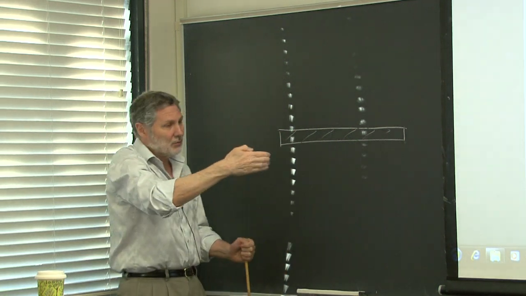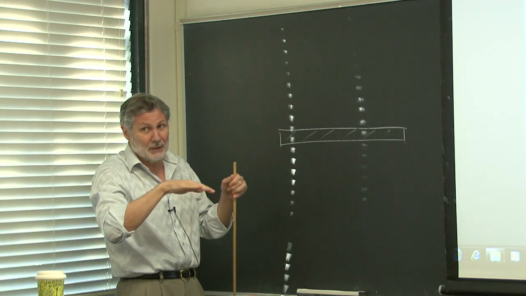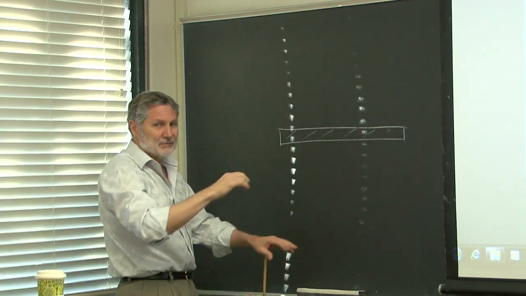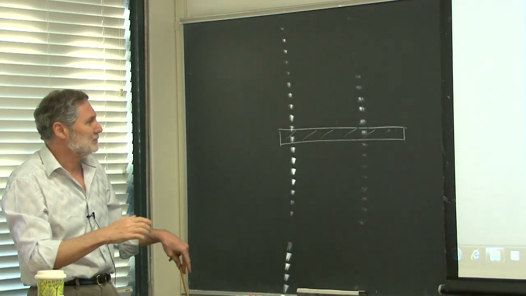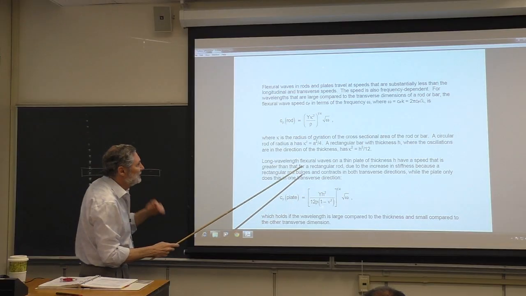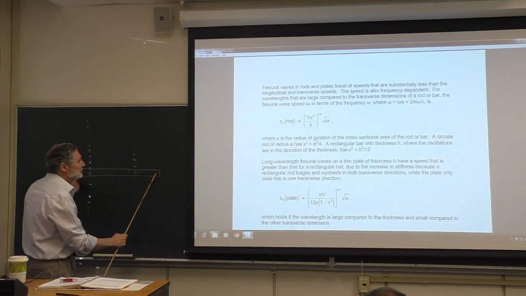If, on the other hand, the wave is going like this, which is much stiffer in this direction, right? You send a wave this way, it could be nice and easily flexible. It's much stiffer this way. And in fact, you can see that in the math here. You're going to use this dimension here.